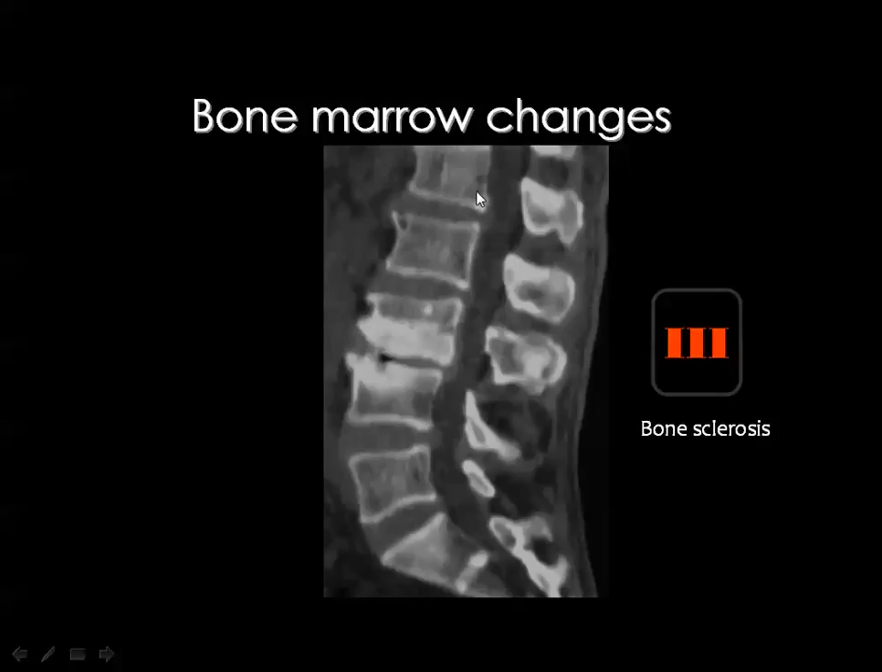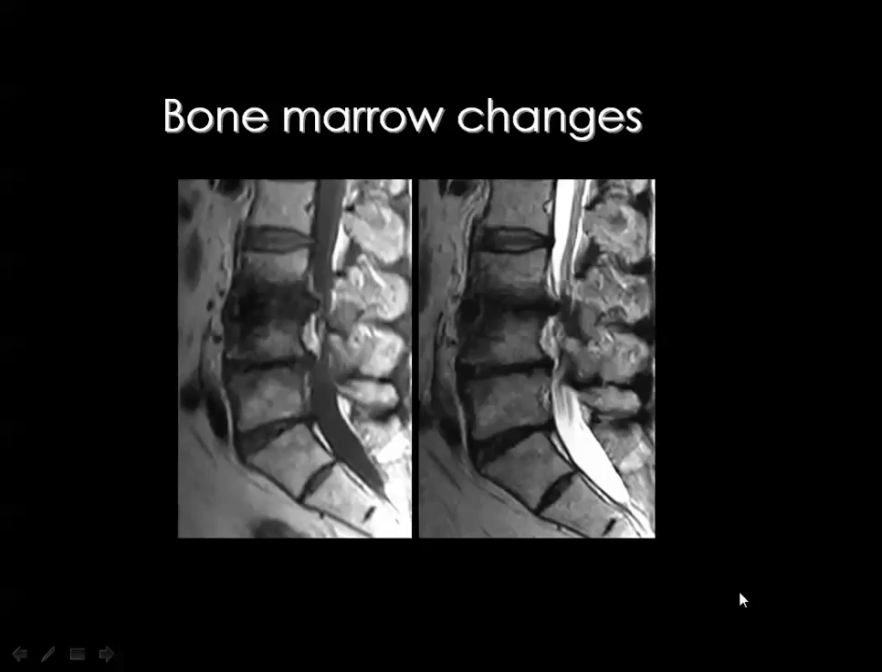The reconstructed sagittal image here shows that the vertebral end plates of L3 and L4 are sclerotic with marked degeneration of the L3-4 disc, evidenced by loss of the disc height and vacuum phenomena within the disc substance.